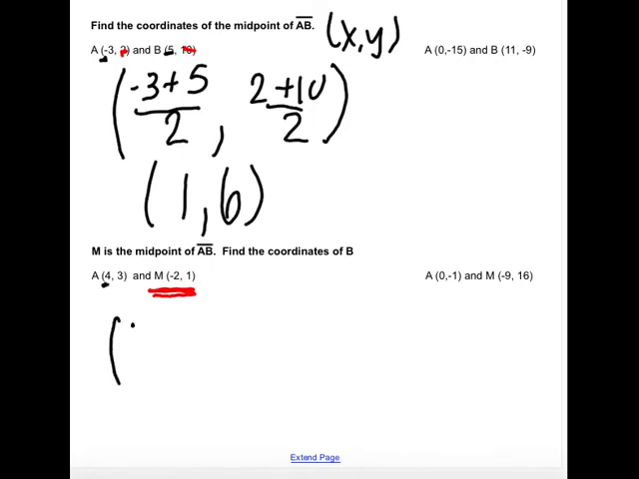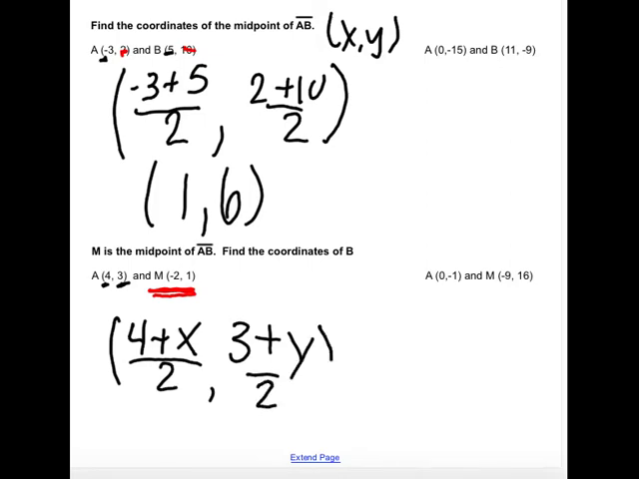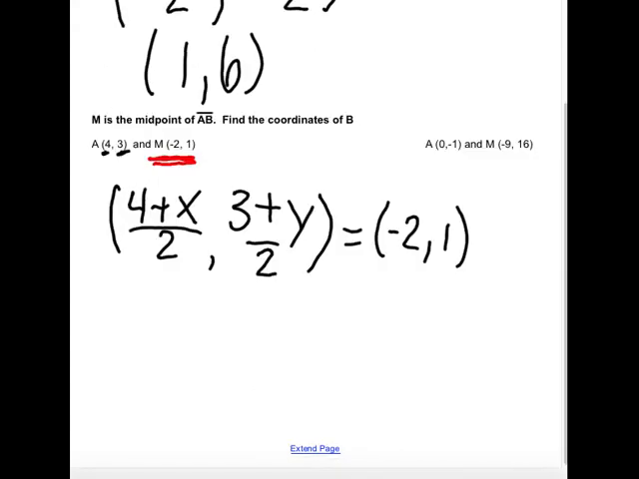So my x-coordinate 4. I don't know my other x-coordinate, that's what I'm looking for, so I'm going to plug in x, and then I divide by 2, and then I take my y-coordinate from A, which is 3, plus I don't know my y-coordinate of B, so I put a y, and divide by 2. But I do know my midpoint. I know that this formula should work out to be that midpoint, which is -2, 1. So, what we do with that info, we're going to take the x-coordinate and set it equal to what I know my x-coordinate should be.